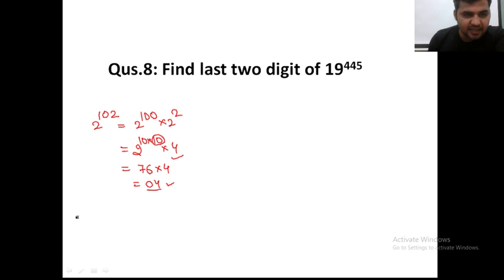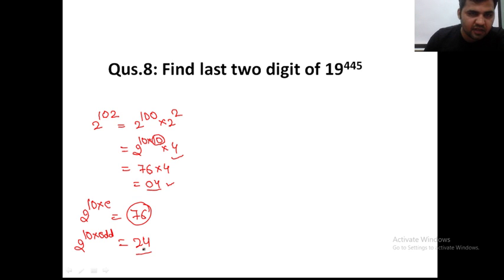Okay, so there are two rules. 2 power 10 into even will give you the last two digit as 76, and if you have 2 power 10 into odd, the last two digit would be 24, right? There would be a question coming where we will be using this concept. I guess your doubt will be clear in that case.